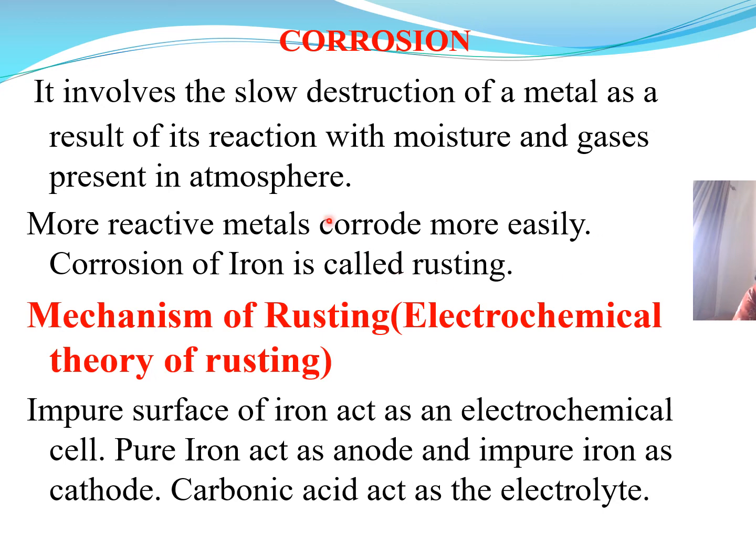Okay. Then corrosion. What is corrosion? It involves the slow destruction of metal as a result of its reaction with moisture and gases present in the atmosphere. So more reactive metals corrode more easily. Corrosion of iron is called rusting. Okay. So you must have seen corrosion of iron. Iron gets rusted. Iron gets a brown coating if it is kept for a long time in the atmosphere.